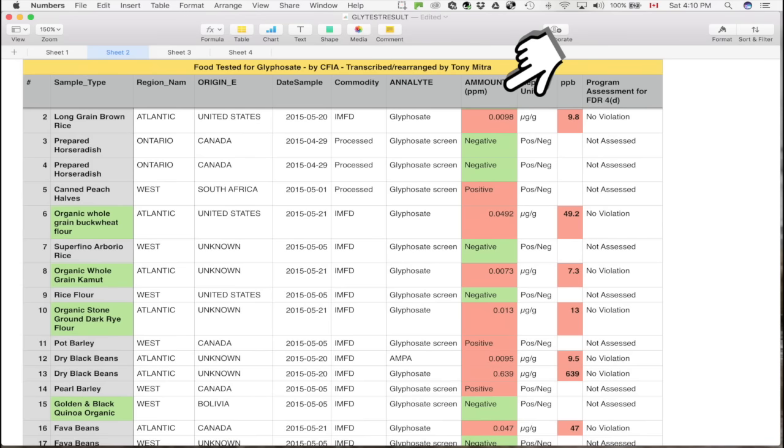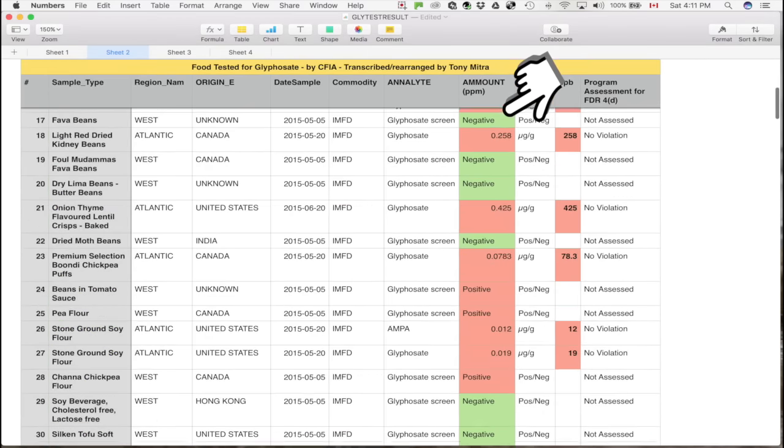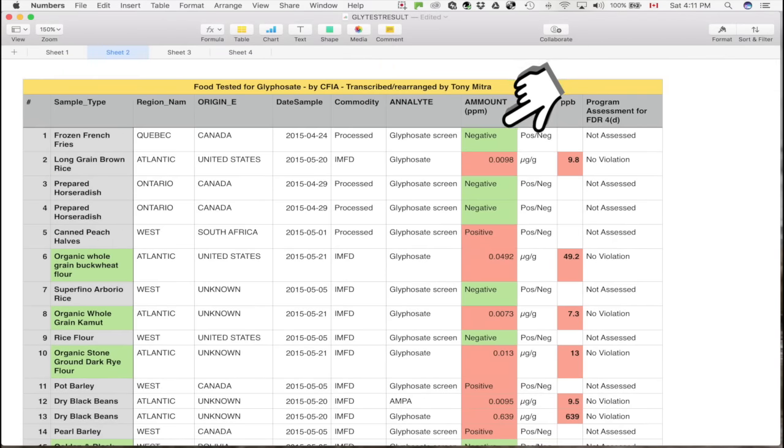So coming back to this other column about amount and ppm, you can see that the entire column has highlighted colors on it. Anything that shows negative, that means no glyphosate found, is highlighted green. In other words, as far as glyphosate and AMPA is concerned, this item is as good as organic. There might be other things in it, but this table and this analysis is only about glyphosate. So the green ones on this column mean this item has no measurable amount of glyphosate found.